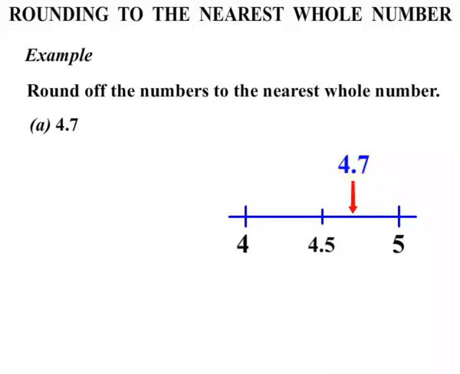And the idea of rounding to the nearest whole number, we just ask ourselves, what is it closer to? Is it closer to the 4? Or the 5? Well, in this case, it's closer to the 5. So we round off to 5.